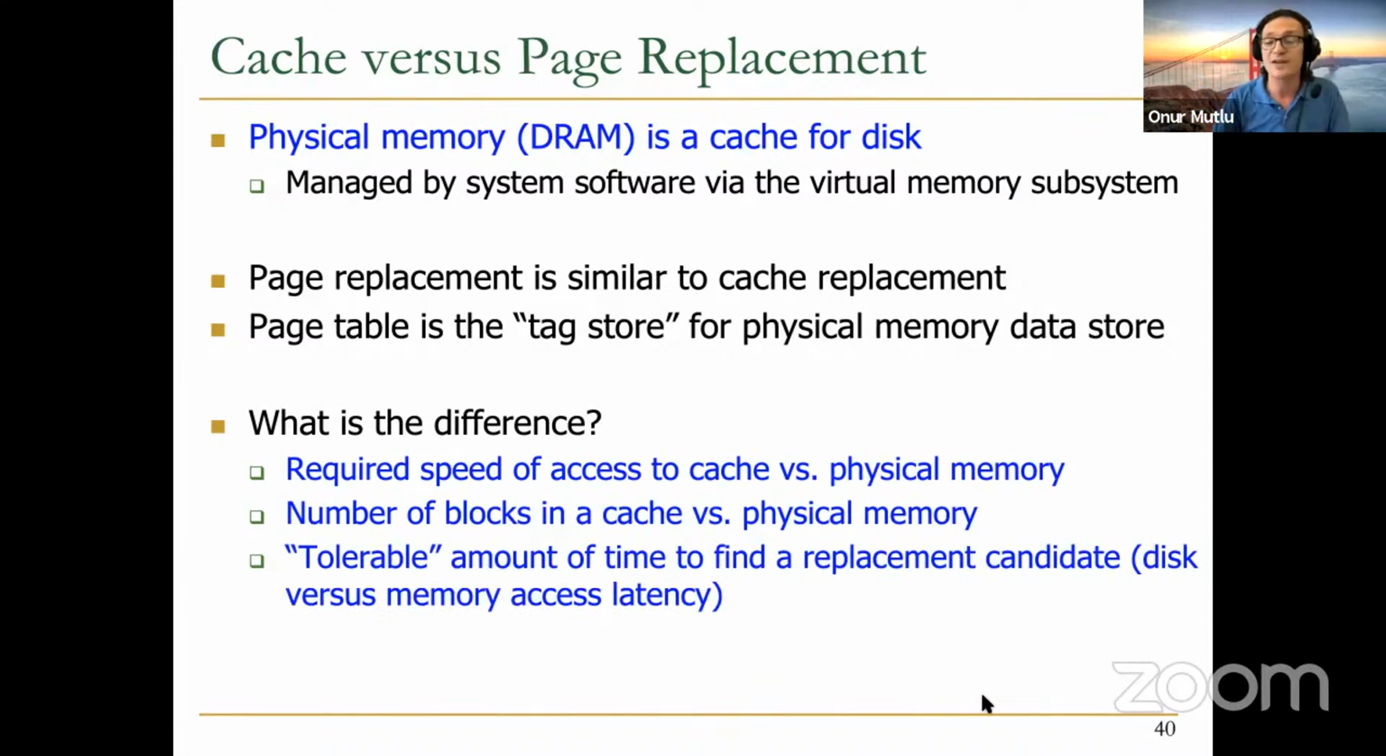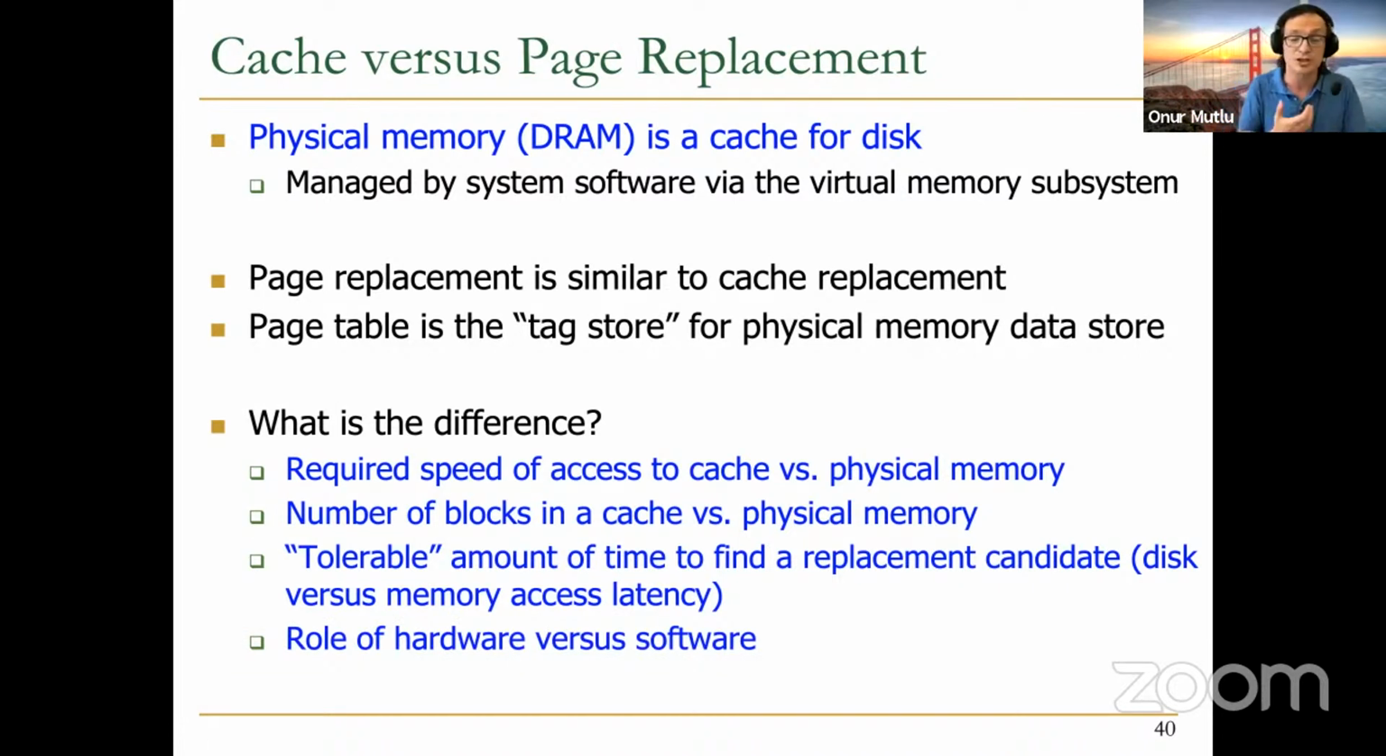And the tolerable amount of time to find a replacement candidate is different. Disk latency is much higher than memory access latency. So the caches are at a disadvantage here, whereas physical memory is at an advantage. And the role of hardware versus software.